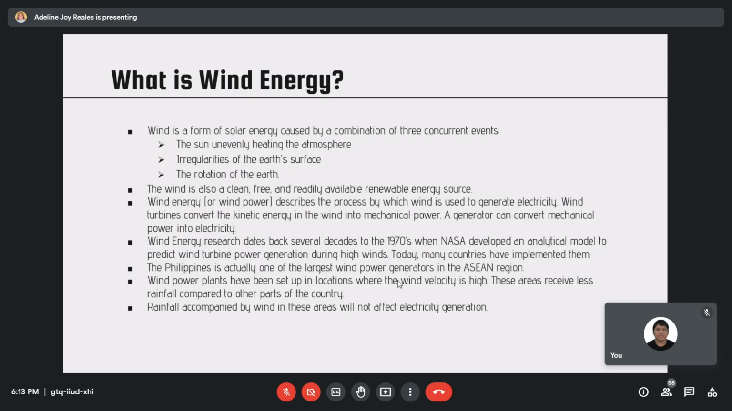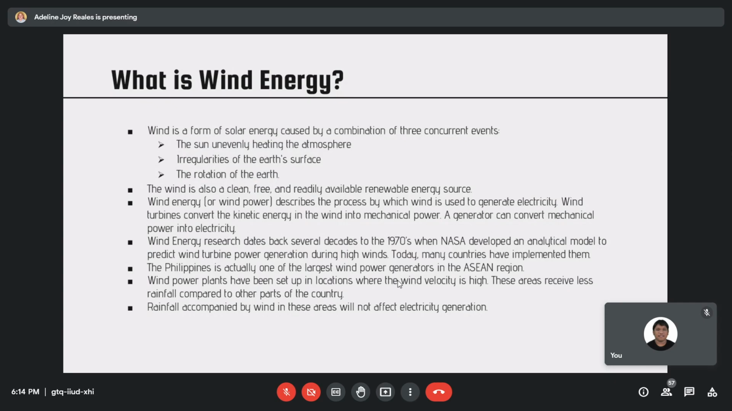Wind turbines convert the kinetic energy in the wind into mechanical power, and the generator can convert that mechanical power into electricity. The research of wind energy dates back several decades to the 1970s when NASA developed an analytical model to predict wind turbine power generation during high winds. Today, many countries have implemented them. The Philippines is actually one of the largest wind power generators in the ASEAN region. Later on, I will provide some of the examples of wind energy found here in the Philippines.